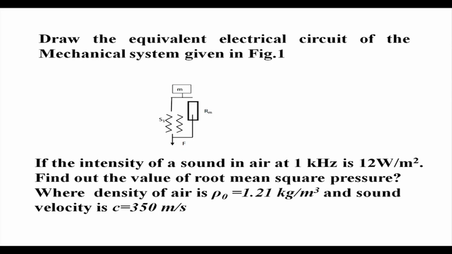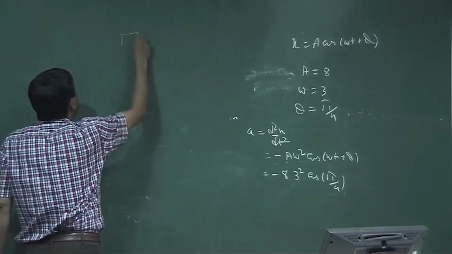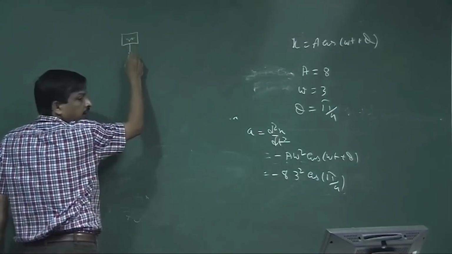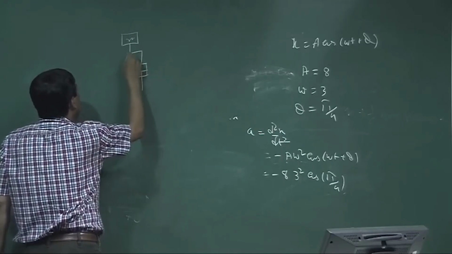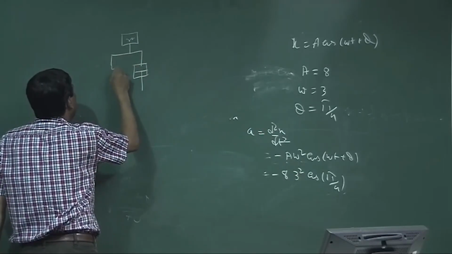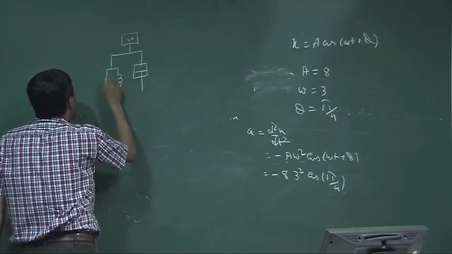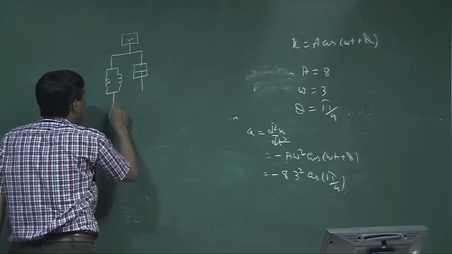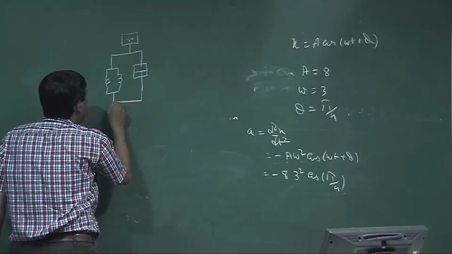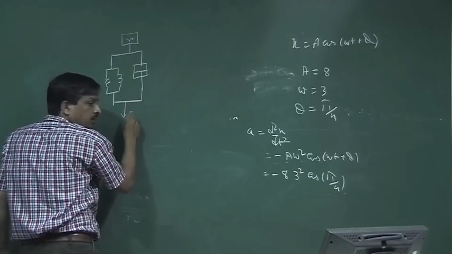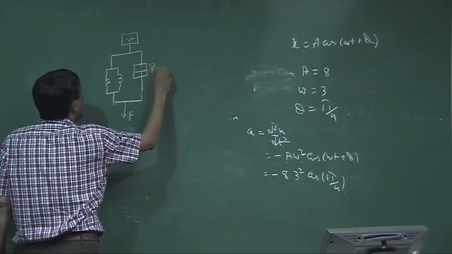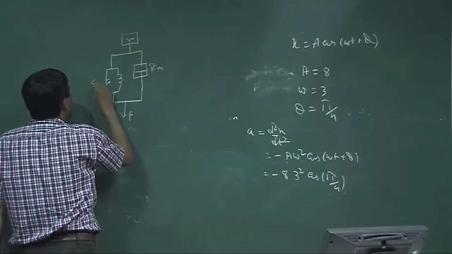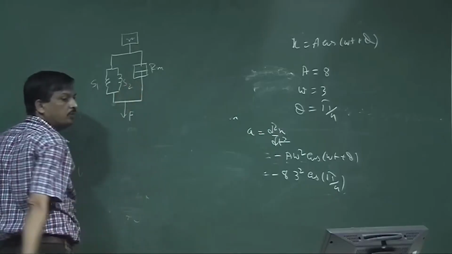I have an electro-mechanical circuit which has a mass M, then I have a mechanical resistance, then I have two springs, one spring here, another spring here, connected here, and then a force is applied here. Now, this is Rm, M, this is S1, this is S2.